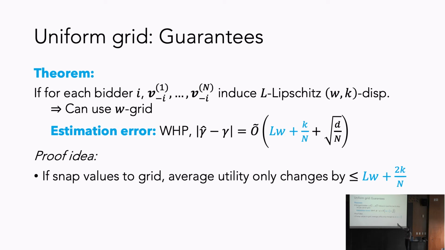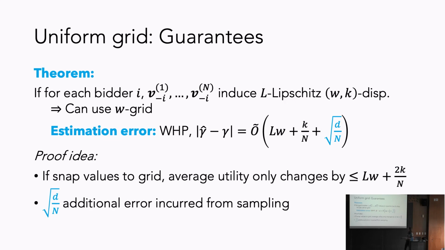Where L is the Lipschitz parameter, W and K are dispersion parameters, and N is the number of samples. So that's kind of why we see this LW plus K over N term there. And then second, we're only sampling from the distribution. We don't actually get to know the distribution. So we get another square root of D over N in our bound, which is error incurred from sampling.